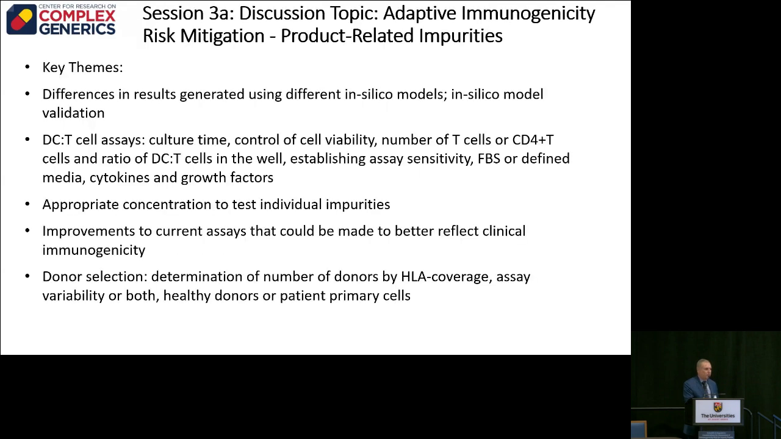But then in the late afternoon, we moved on to the in-person discussion sessions, and I'll just summarize the key themes that were discussed. For the first session, we focused on adaptive immunogenicity risk mitigation, and there were questions around the differences in results generated using different in silico models and how to validate these types of models.